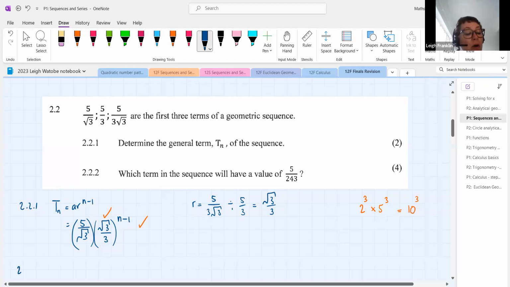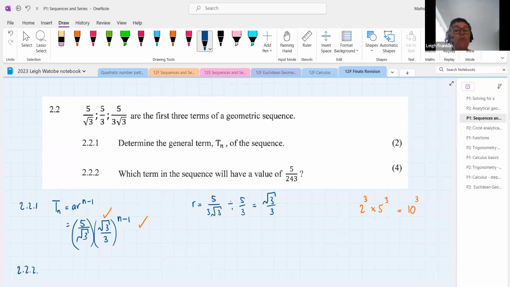Okay, so now question 2.2.2, they want us to calculate which term in the sequence will have a value of 5 over 243. So again, I'm not going to say what it is that we should do. I'm going to invite suggestions from you guys. What do you think we should do with this number, this 5 over 243?